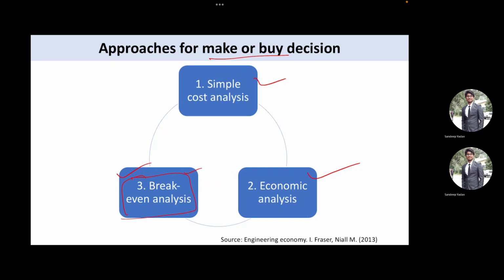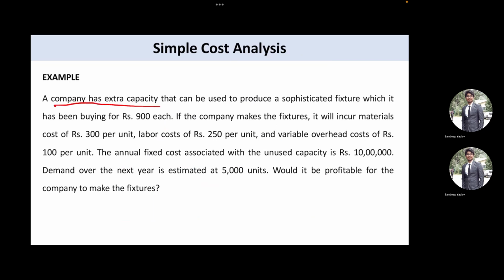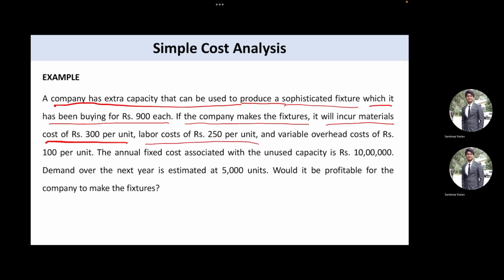A company has extra capacity that can be used to produce a sophisticated fixture, which it has been buying for 900 rupees each. If the company makes the fixture, it will incur a material cost of 300 rupees, labor cost of 250 per unit, and a variable overhead cost of 100 rupees per unit. The annual fixed cost associated with the unused capacity is 10 lakh rupees, and the demand over the next year is estimated to be 5,000 units. Would it be profitable for the company to make this fixture?